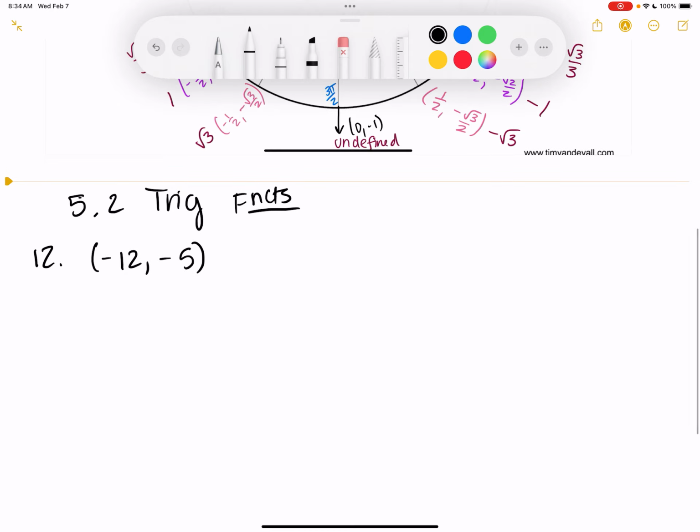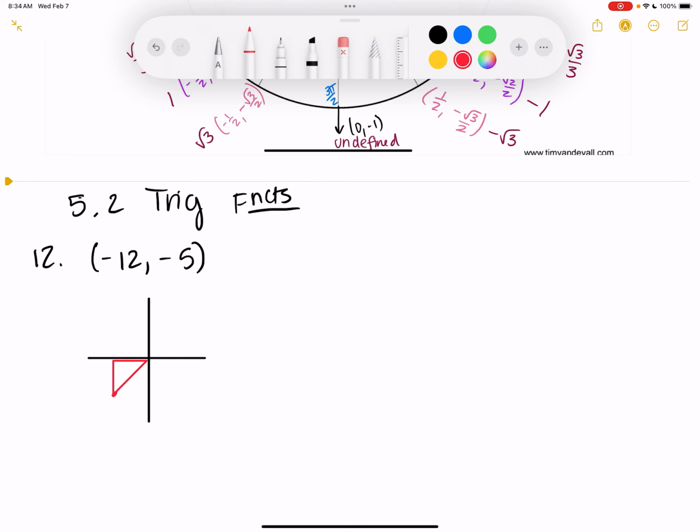So I set up a little mini coordinate plane here. And I'm going to basically just roughly put this point where it would be. It doesn't need to be drawn to scale or anything. But that point would be somewhere down in here. And I'm going to make a triangle with it.